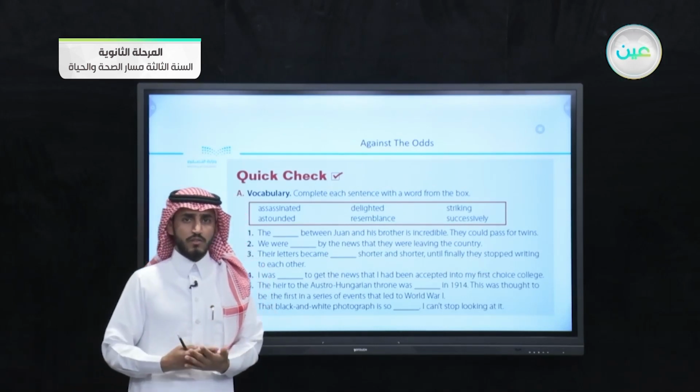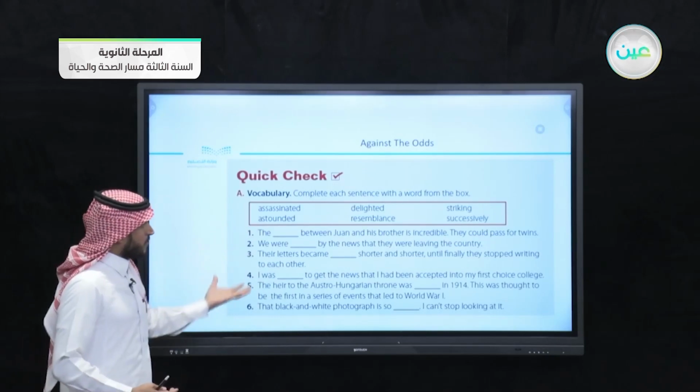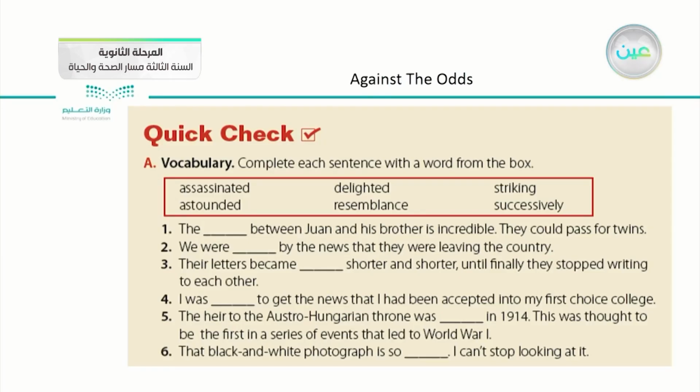In the first one, vocabulary, we have 6 words that were extracted from the previous stories. The first one is assassinated, delighted, striking, astounded, resemblance, successively. We talked about their meanings and we said that the first one, assassinated, means someone was killed. Delighted means happy. Striking means grabbing attention. Astounded means something that also grabs attention or amazed by something.